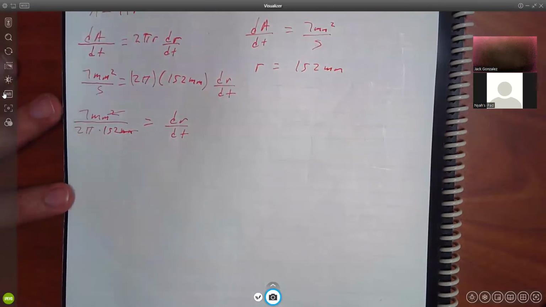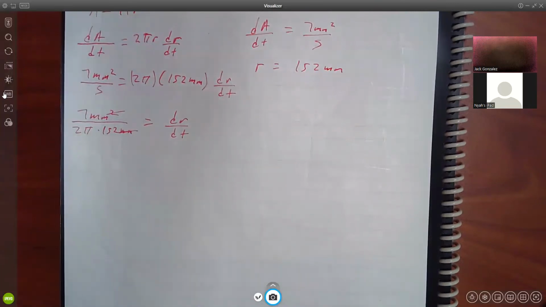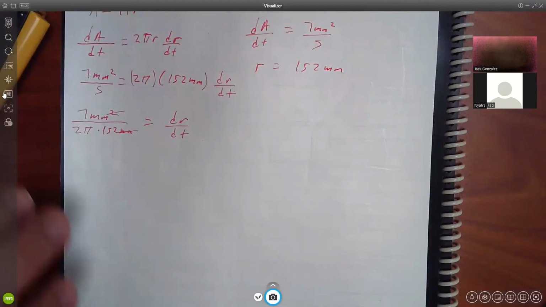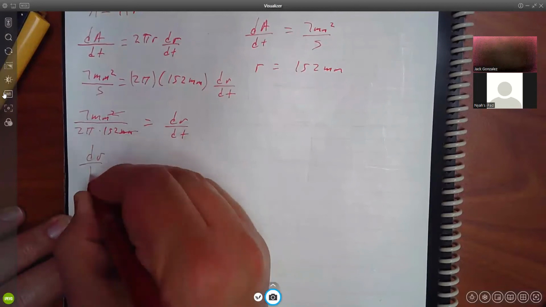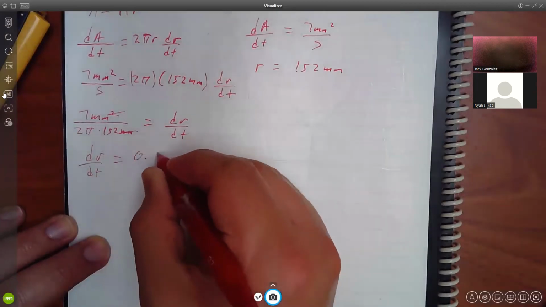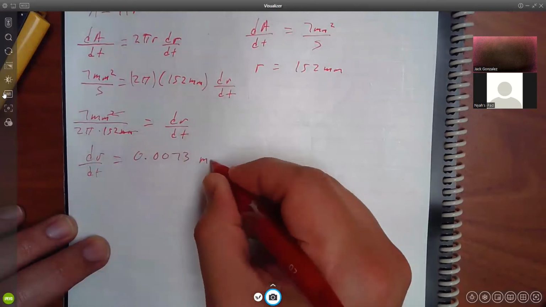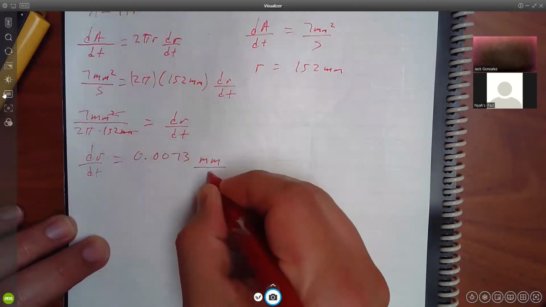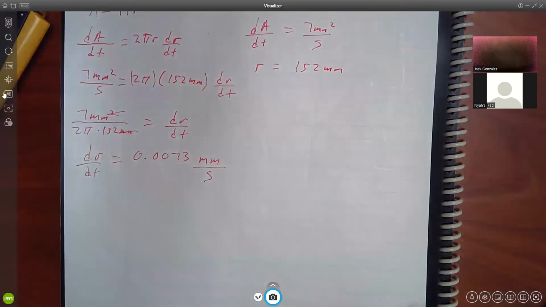So calculator time. What is 7 divided by 2 pi times 152? Zero, zero, seven, three. dr/dt is 0.0073 millimeters per second. So that is the rate of flow for the radius when the radius has hit 152 millimeters.